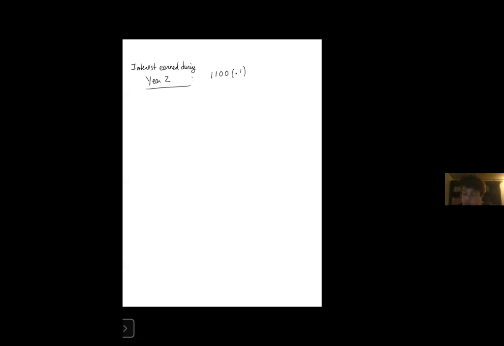We're again earning 10% of that. 10% of this is what? $110. So how much is in the account after year 2? Well, it's the amount at the beginning plus the $110, which is $1,210 after year 2. So with simple interest after year 2, it was just $1,200. But here, notice we earned an extra $10 because we earned interest on interest.